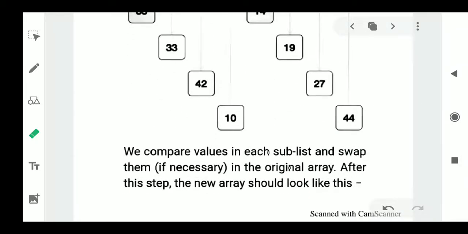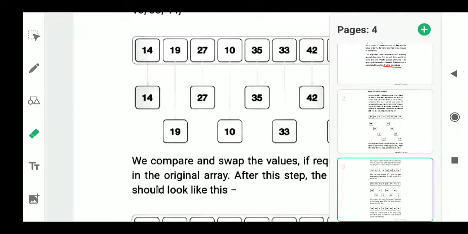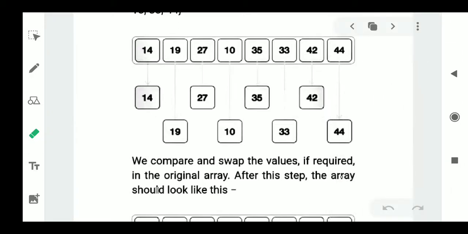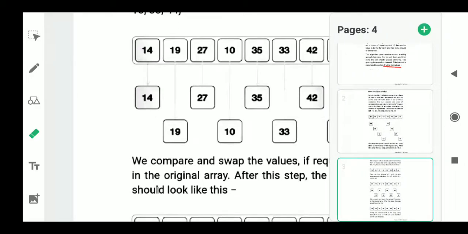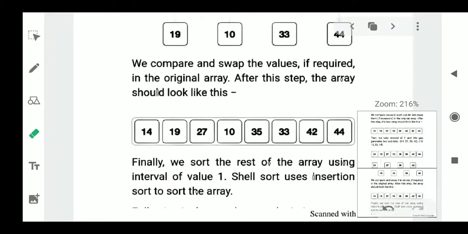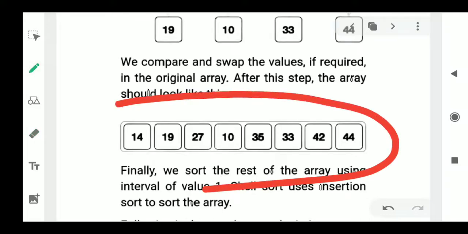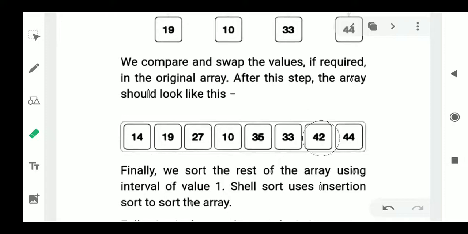After comparing all the elements, if it is necessary we will swap. Otherwise, we will keep them in the same array as it is. After completing this iteration, see what we have got. We have compared 14 and 35 and sorted them. Similarly, we have compared 19 and 33 and swapped both the elements. Like that, after comparisons with the interval of 4 and swapping the elements, this is the array we have got.